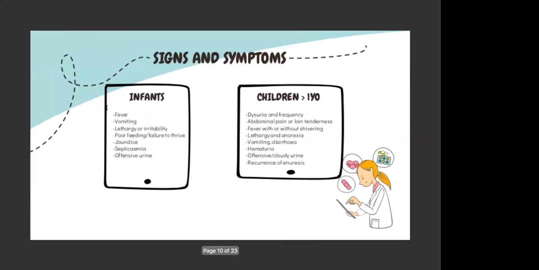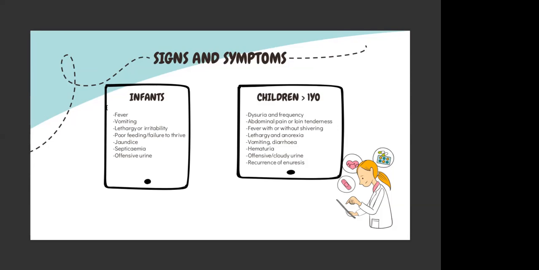So next is signs and symptoms. In infants, usually clinical signs are often absent, and differentiating between upper and lower UTI is less obvious. Signs and symptoms in infants include fever, vomiting, lethargy or irritability, poor feeding, jaundice, septicemia, and offensive urine. While in children, they may present with signs and symptoms suggesting the site of infection, such as dysuria and frequency, abdominal pain or loin tenderness, fevers, lethargy and anorexia, vomiting, diarrhea, hematuria, offensive or cloudy urine, and recurrence of enuresis.